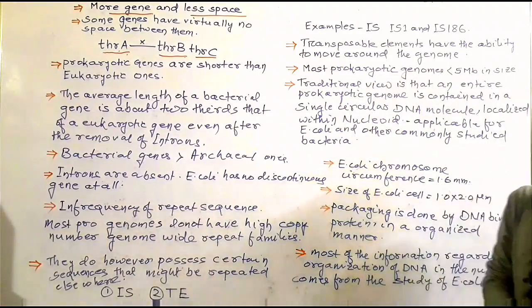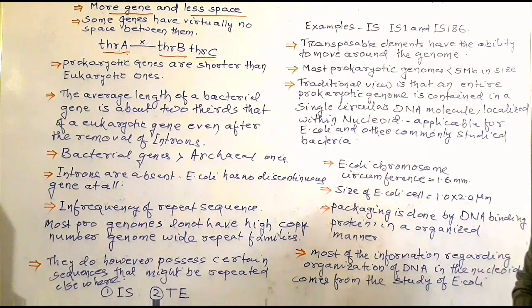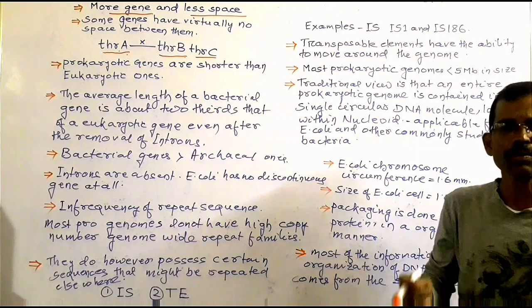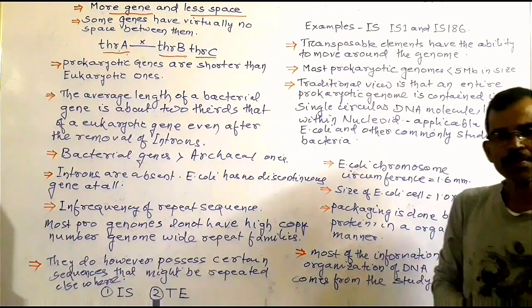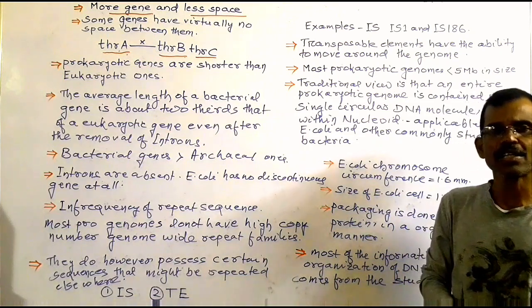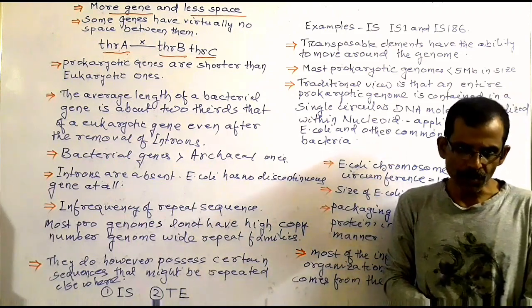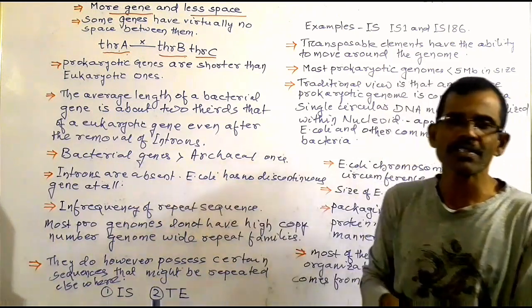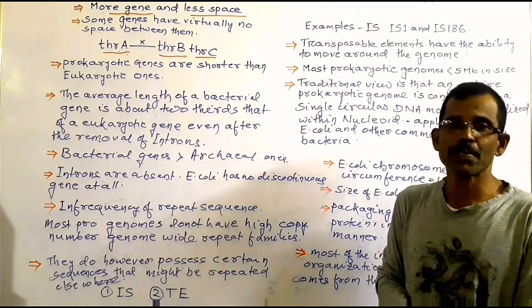Prokaryotic genes are shorter than their eukaryotic counterparts. The average length of a bacterial gene is about 2/3 of the eukaryotic gene even after the removal of introns. Similarly, bacterial genes are comparatively larger than the archaeal ones. In prokaryotes, for example in E. coli, introns are absent, whereas in eukaryotic genes, introns are present.